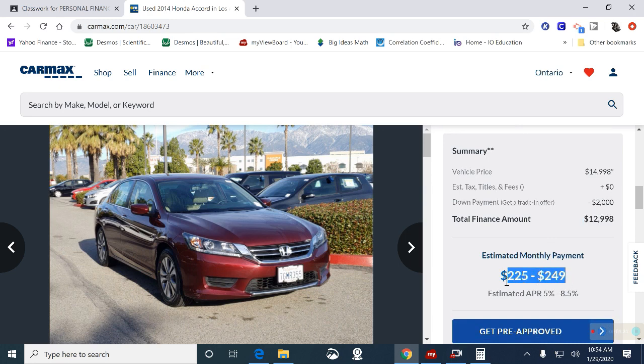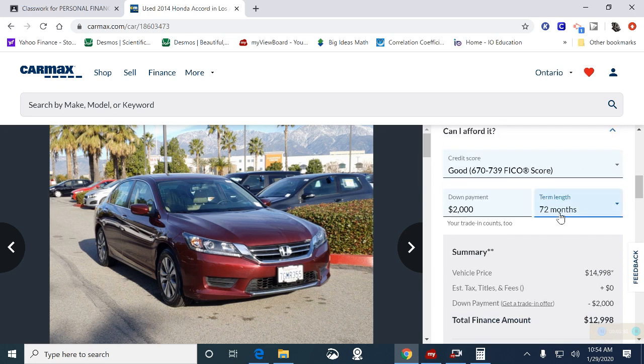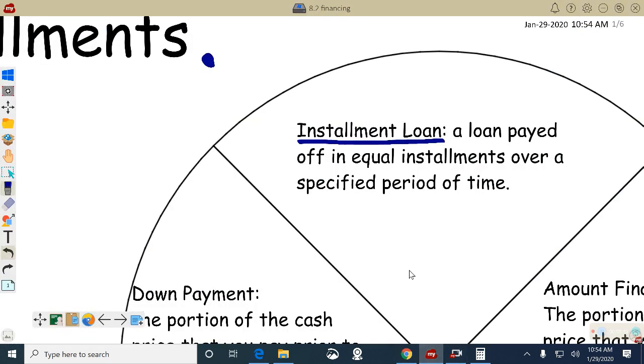These are what we call installments. I'll do this every month for 72 months. In 72 months, you divide that by 12, that's 6 years. So that's what installments means. Okay? Next word on our concept map.